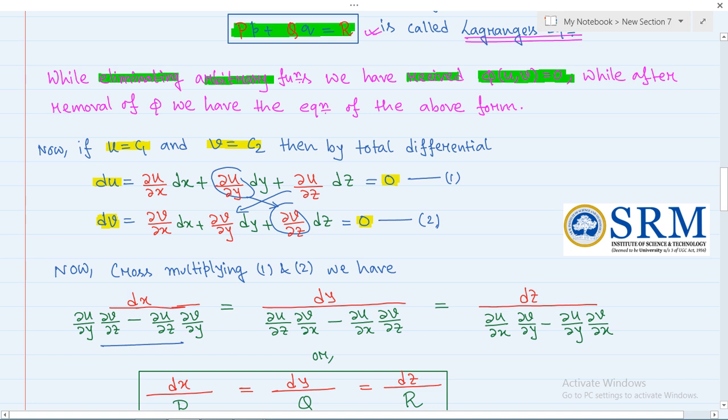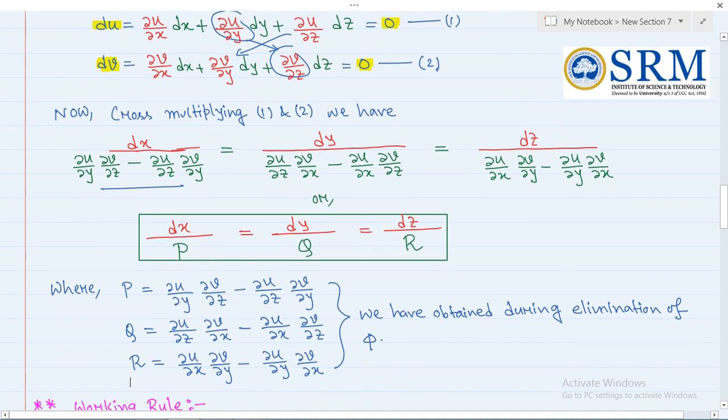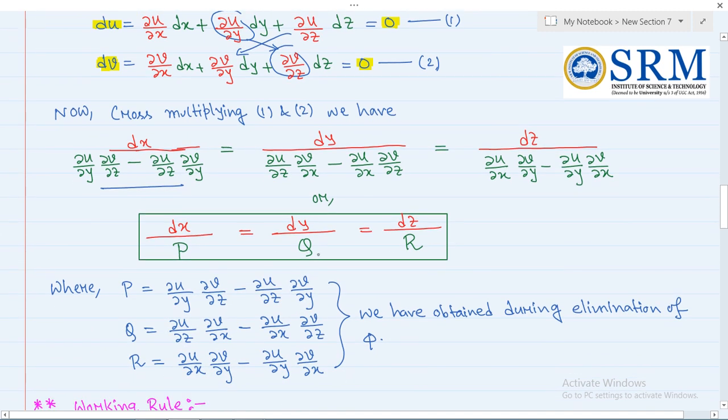So these terms are nothing but the coefficients capital P, capital Q and capital R that are given in the Lagrange's equation. So basically it will become dx upon P, dy upon Q, dz upon R. This equation we have to remember, and it is known as the Lagrange's auxiliary equation. This capital P, capital Q, capital R, if you remember, we have already found while removing the arbitrary function in video lecture 2.